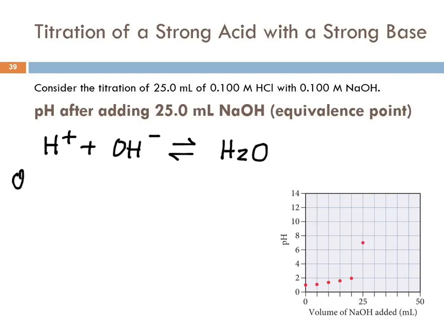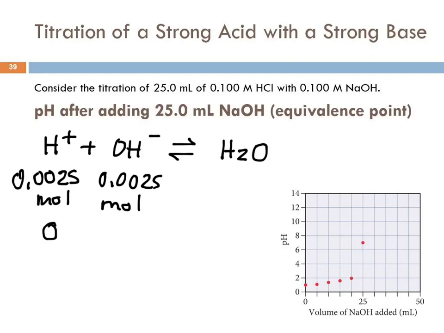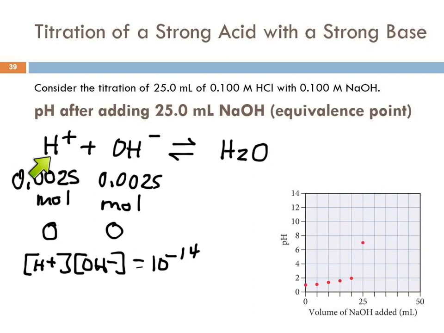So we initially had 0.0025 moles of acid, right? And now we've added 0.0025 moles of base, right? So those are going to react completely, and we're going to have no acid and no base left. And so what's the pH going to be? It's going to be 7, because there's the autoionization of water, right? The hydrogen ion concentration times the hydroxide ion concentration equals 10 to the minus 14. And here what we have determined is that these are now equal. And so the hydrogen ion concentration is going to be 10 to the minus 7, which gives us a pH of 7.